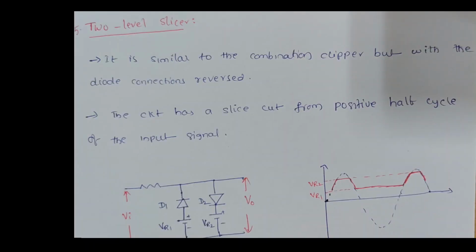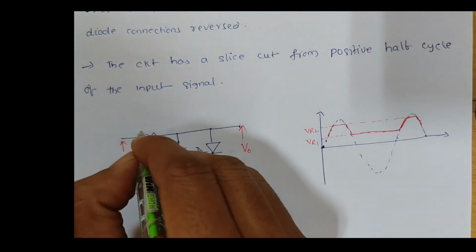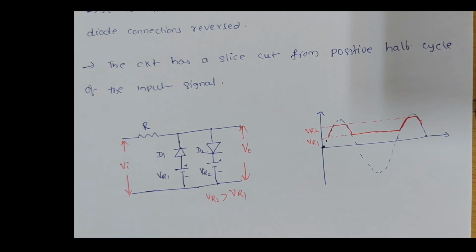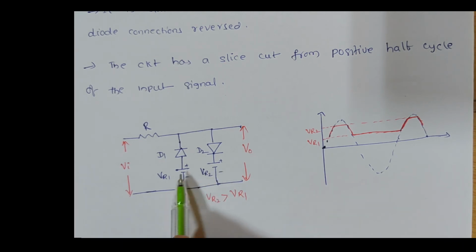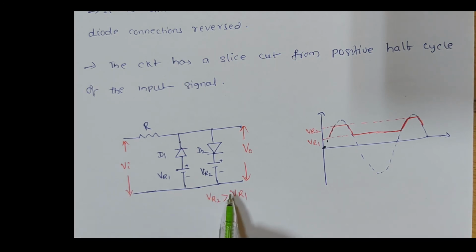Next, slicer. It is similar to the combinational circuit, but with the diode connections reversed. So we are just reversing the diode polarities. This circuit has a slice cut from the positive half cycle of the input signal. So this is the two-level slicer. Here I am assuming VR2 is greater than VR1. These two are applying positive bias.